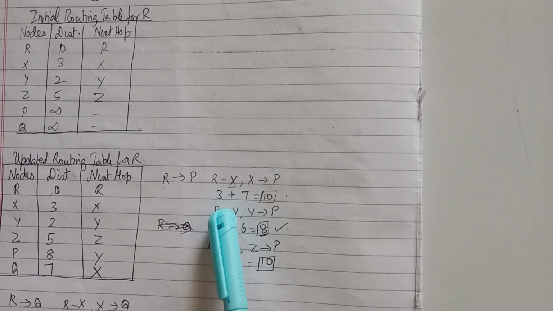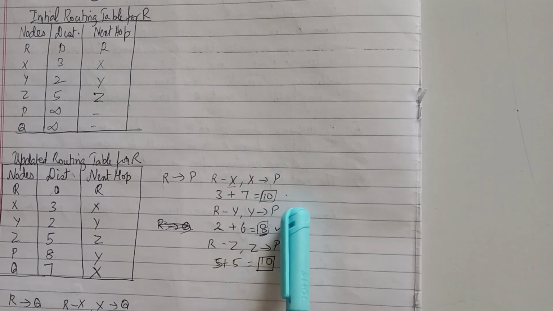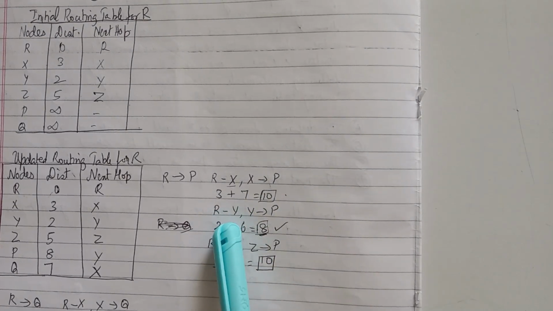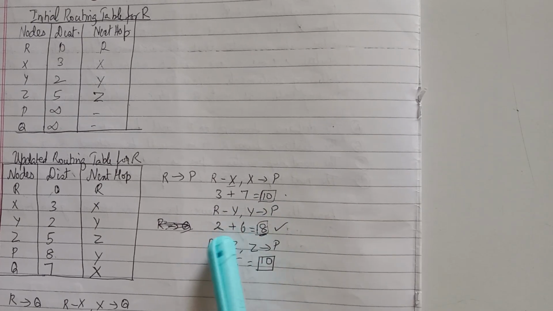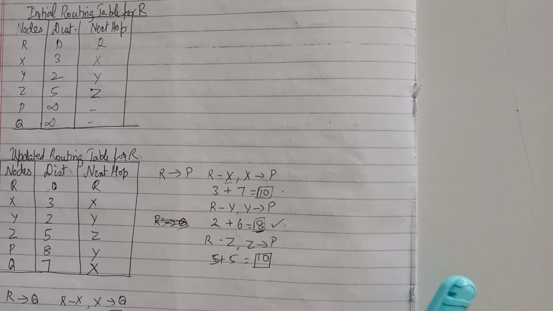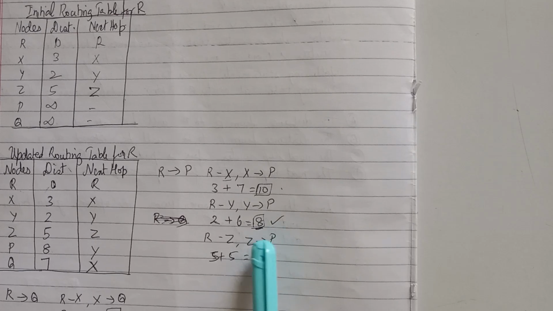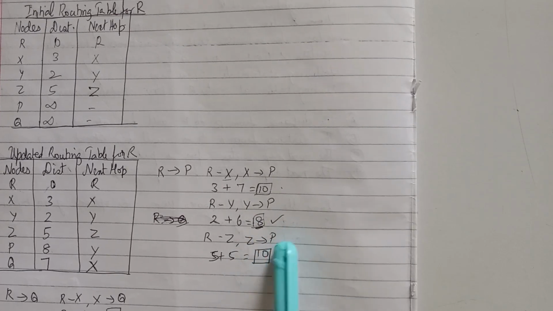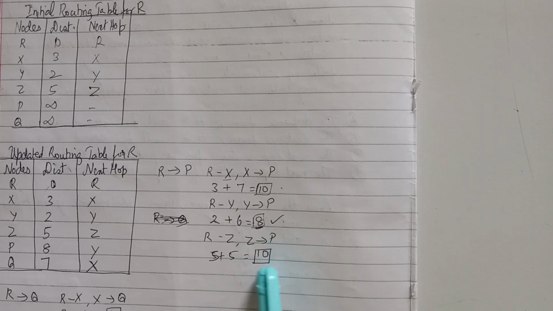So what are the distances? R to X is 3, X to P is 7. So 3 plus 7 is 10. Next, R to P through Y. R to Y is 2 and Y to P is 6. So 2 plus 6 is 8. Next, from R to P through Z means R to Z is 5 and then Z to P is 5. So we have the total distance as 10.